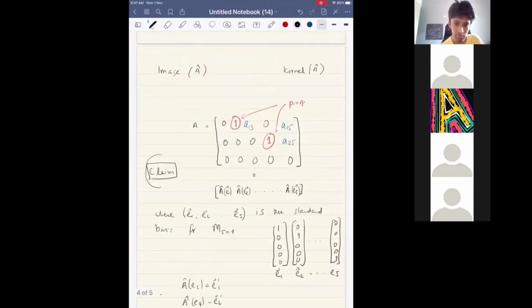Sir, I'm Nilabjo. Sir, when we see that the image contains E1 prime and E2 prime, and as the image is a subspace, that's why we claim that the span of it will also be contained, right? Exactly.